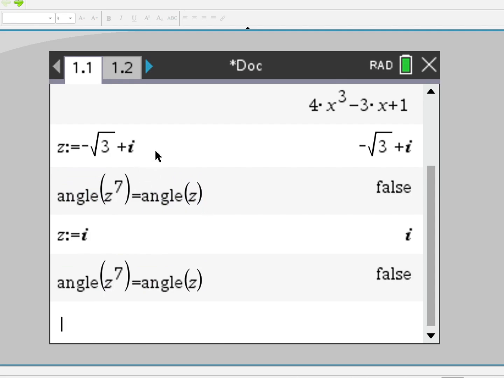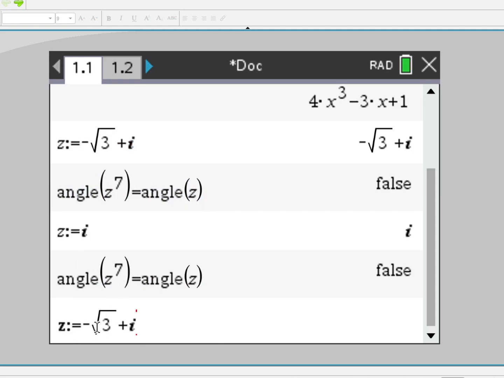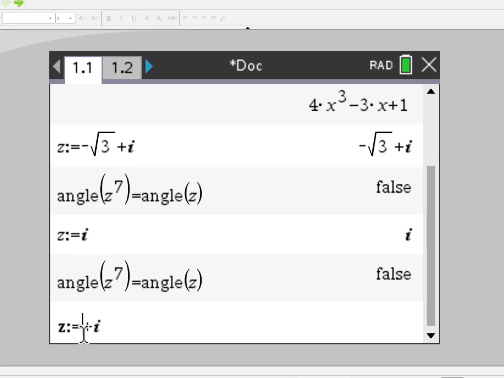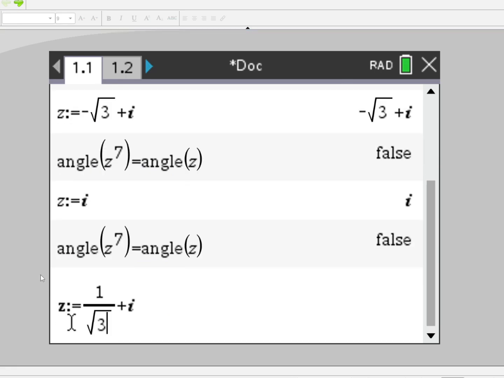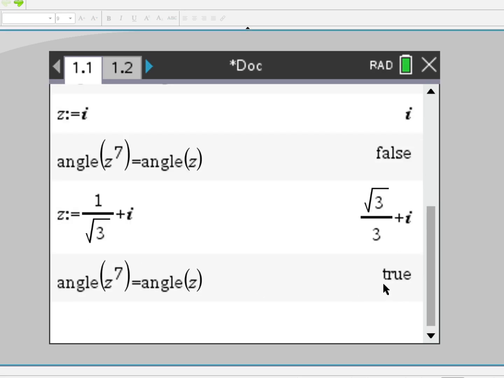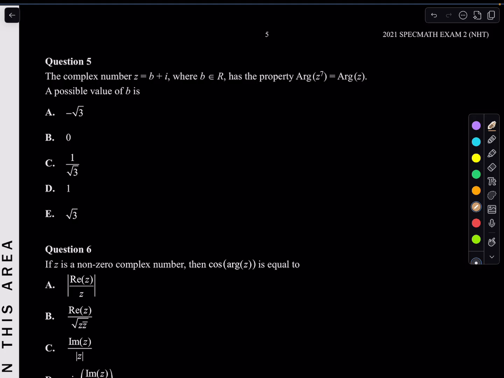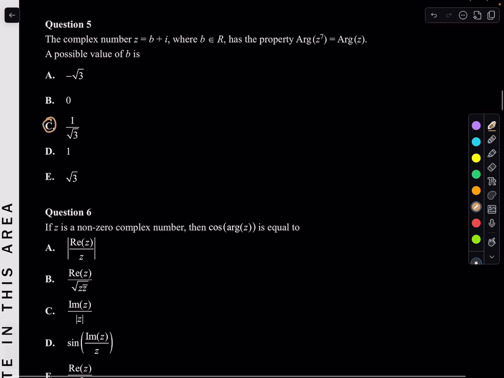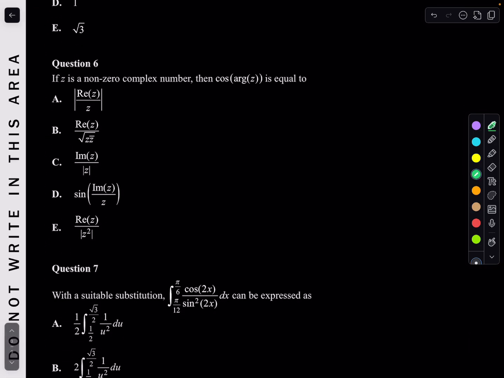So C states that it's 1 over root 3. So 1 over root 3. True, that's your answer. So actually 5C is your answer. Beautiful. Question 6. Let's have a look at this one.